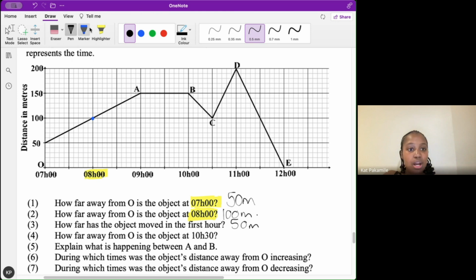Okay, how far was the object at 10:30? So if this is 10 and that's 11, 10:30 is right in the middle. Let's go up, up, up, there. That is indeed 100 meters.